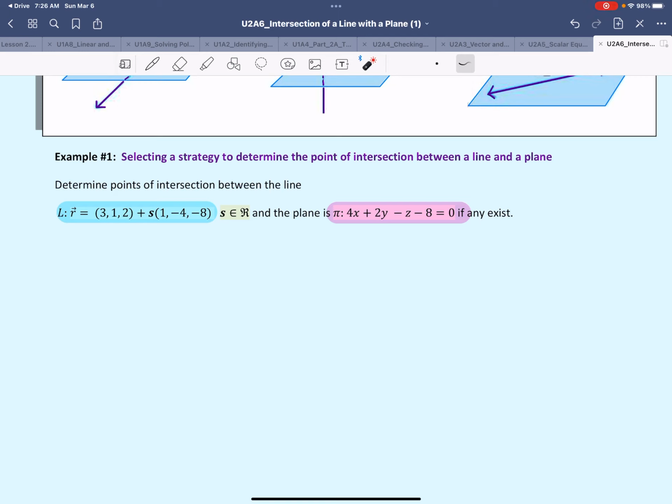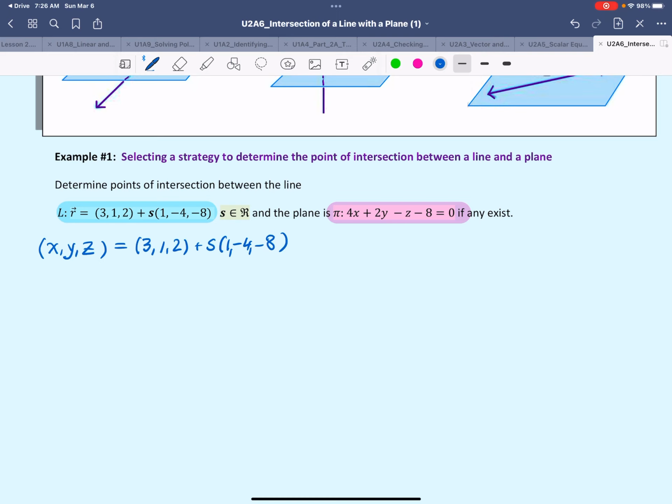Now remember that any point on this line can intersect the plane. So in order to find out what that point is, we will first have to derive the coordinates of any point on this line. Remember that this equation can be written as (x, y, z), the coordinates of any point or the head of the vector r, which is on this line, equals the starting vector (3, 1, 2) plus s times the direction vector (1, -4, -8). So let's develop an equation for each parameter.